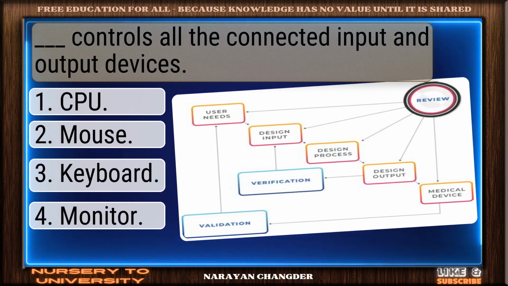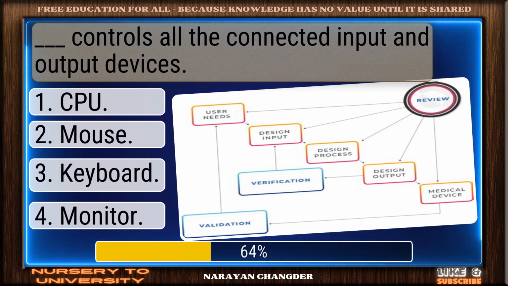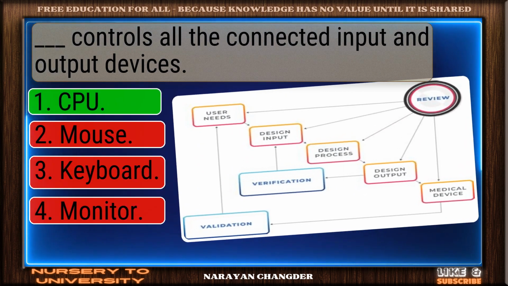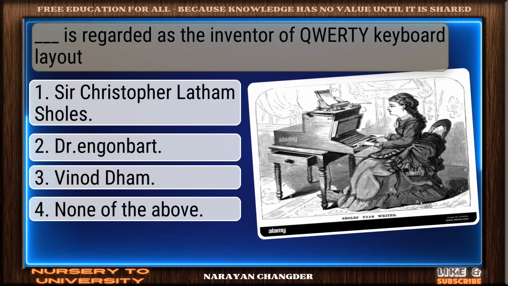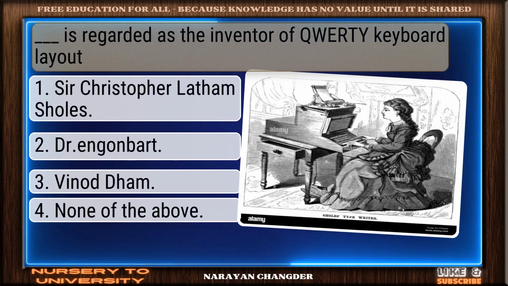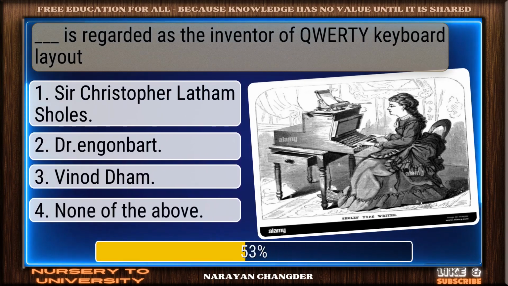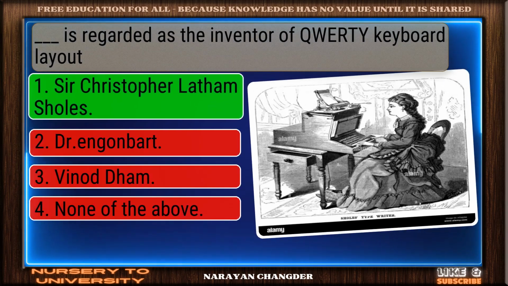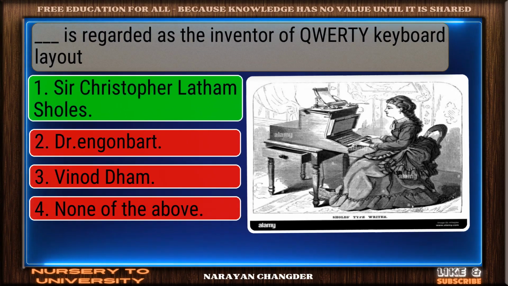Dash controls all the connected input and output devices. Smart pick. CPU is the correct choice. Dash is regarded as the inventor of QWERTY keyboard layout. Good job. Your answer, Sir Christopher Latham Sholes, works well here.